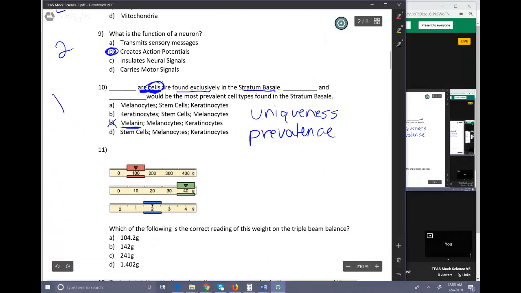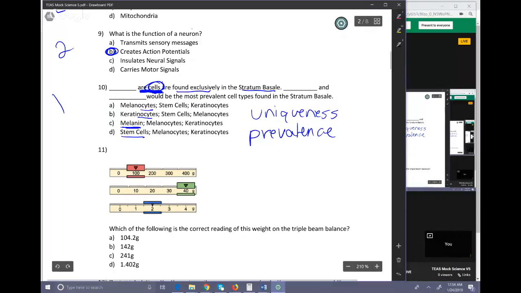So in order to be a cell, it's got to be one of these three. So blank are cells found exclusively. Keratinocytes are not exclusive to the basal. In fact, it's quite the opposite. Keratinocytes are in all of the layers.